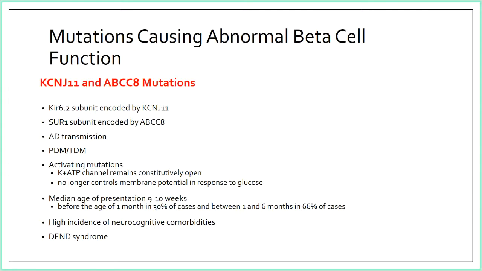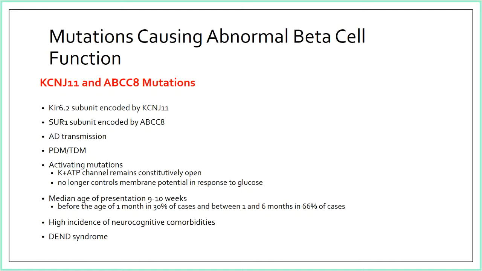The potassium-sensitive ATP channel is an octamer. It's formed from two types of subunits. There's the KIR6.2 subunit, which is encoded by KCNJ11, and then there's also the SUR1 subunit, which is encoded by ABCC8. And you can have mutations in either one of these genes that can cause neonatal diabetes mellitus. Typically, it's transmitted in an autosomal dominant fashion.